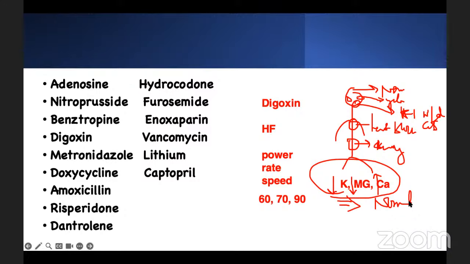Just make them as normal as much as possible. Make sure your potassium is normal. Make sure your magnesium is normal. Make sure your calcium is normal. That is the side effect of digoxin, right? Simple, straightforward pharmacology. That's all.